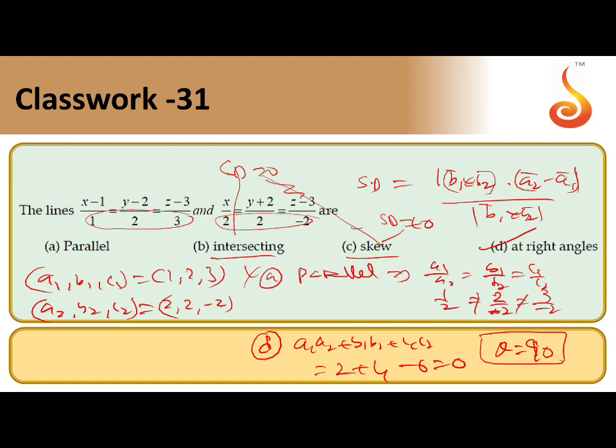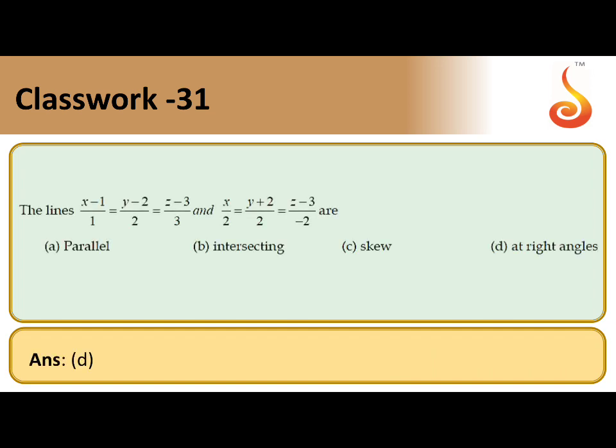If this value is 0, intersecting. If this value is not 0, it is skew lines only. That's the rule of solving. They will not ask lengthy questions, they will ask simple questions only. So check the parallel and right angle condition. Now check the answer. Answer D is the right answer.